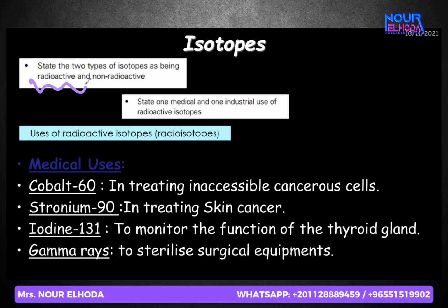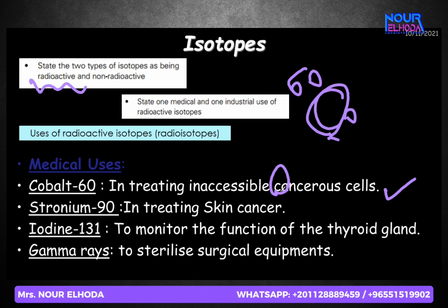Number 1, cobalt 60. Why did I write cobalt 60? Because sometimes I'm going to have cobalt 60, cobalt 61, whatever the cobalt is. But the one which treats cancer cells is cobalt 60. That's why both of them start with C and C. Exactly. Remember it with C. Cobalt 60 to treat cancer cells. What about strontium? Strontium is to treat skin cancer. That's with S and S.